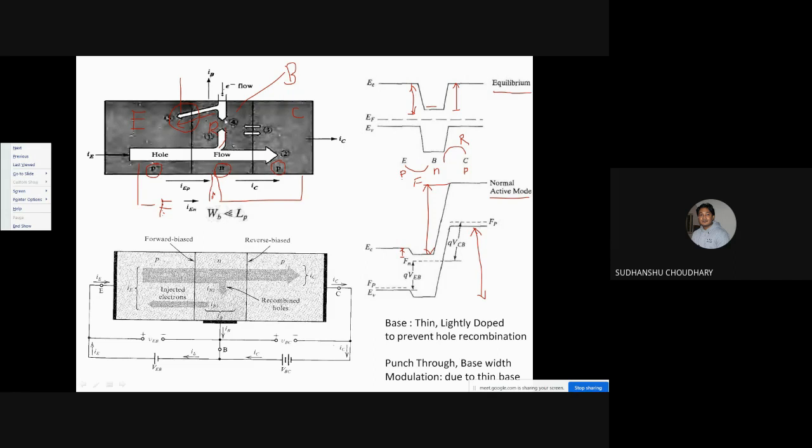So these lost electrons will have to be supplied. From where will they be supplied? These electrons are supplied from the base.